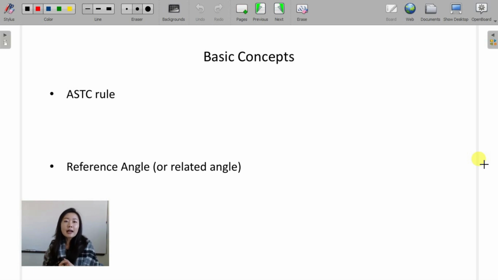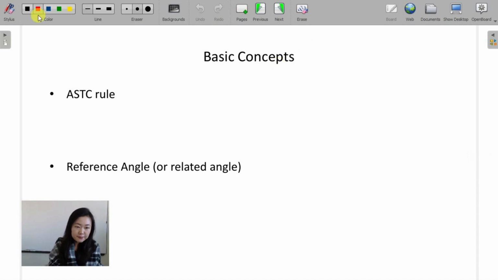So before we dive into questions, I know this is meant to be revision, and I'm hoping you already know these basics, but just bear with me while I go through some of the basic concepts in case you don't fully understand some of the inner workings around how to solve trig equations. All right, so there are two concepts, right?